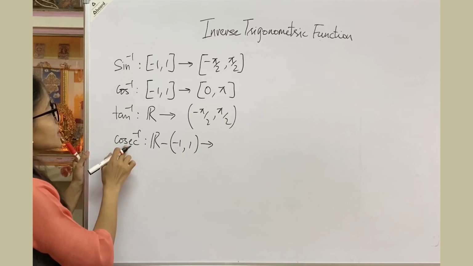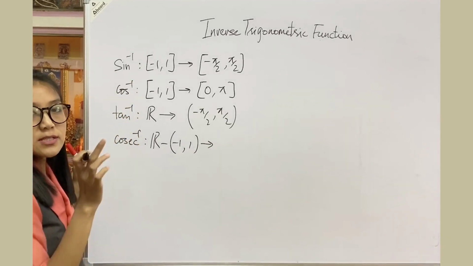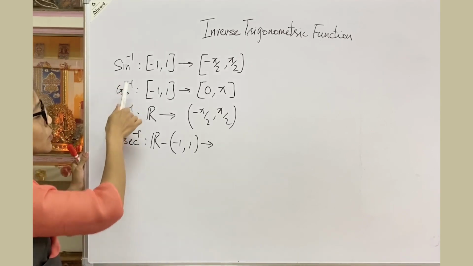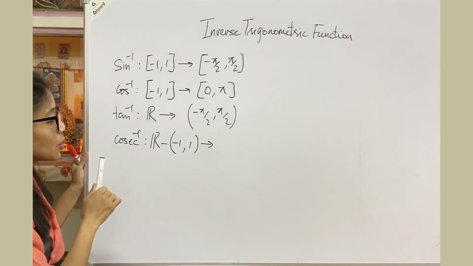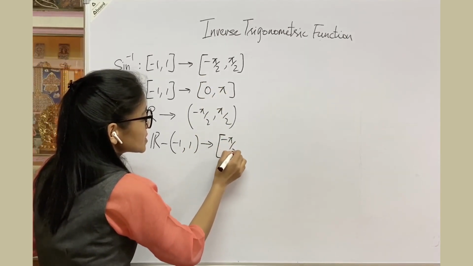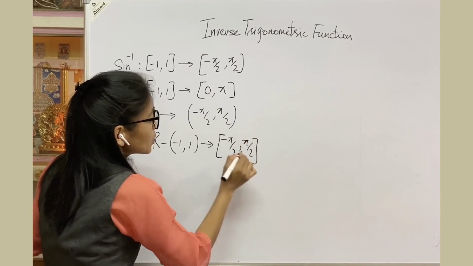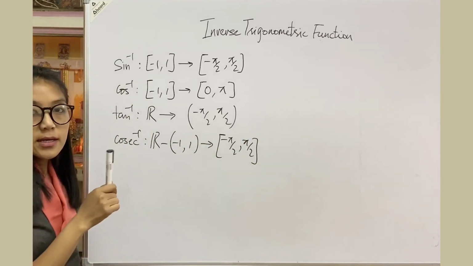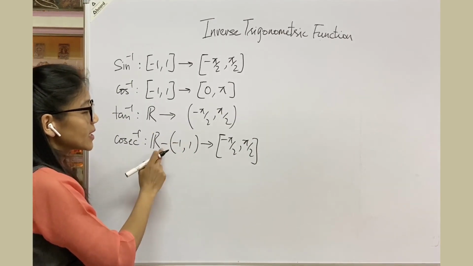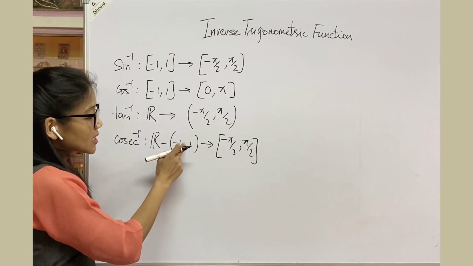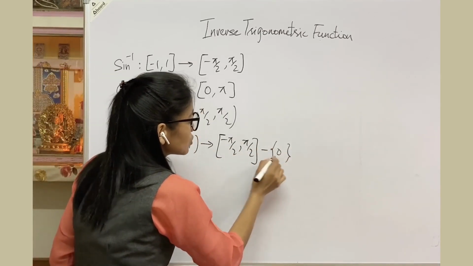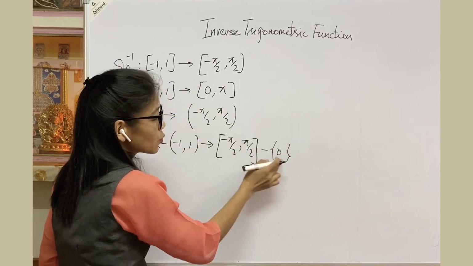Now cosec inverse is related to sine inverse. What is the relationship between sine and cosec? They are reciprocals of each other. So similarly, sine inverse and cosec inverse are reciprocal of each other. So we have the closed interval -π/2 to π/2, but we know that cosec is not defined at 0, since the value of cosec never lies between -1 and 1. 0 comes in this interval, so we have to exclude 0.